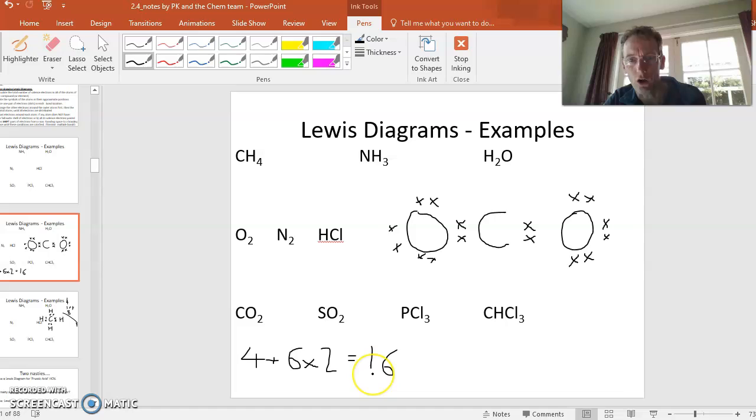Okay, now we can't put any more on. That's as many as we've got. So at this point, let's have a look. Oh, both oxygen atoms have got 8 electrons around them. That's great. Carbon, though, has only got 4. 1, 2, 3, 4. It only has 4 electrons. It needs to get another 4.